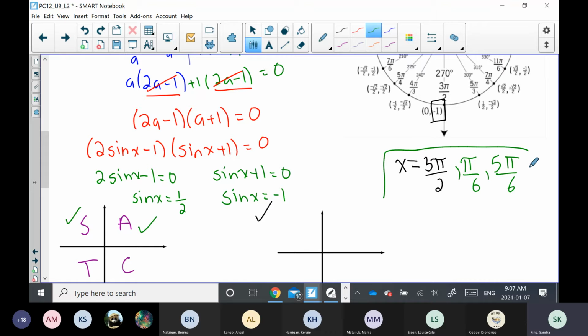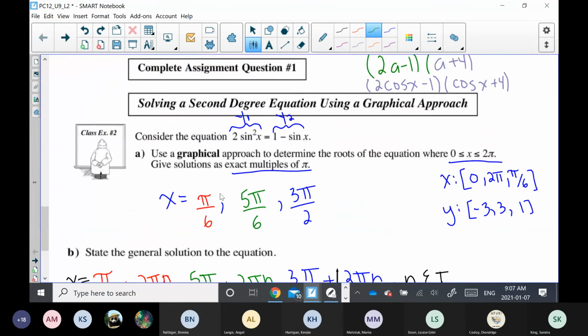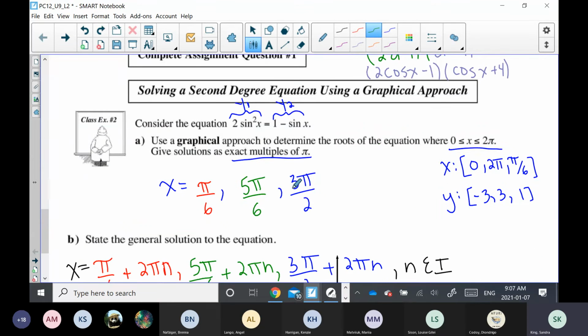Those are my answers factoring, or algebraically. So let's check on our previous page where we did this question graphically. I'm going to be looking for pi over 6, 5 pi over 6, 3 pi over 2, and see if we got that answer. Pi over 6, 5 pi over 6, 3 pi over 2 is my answer.